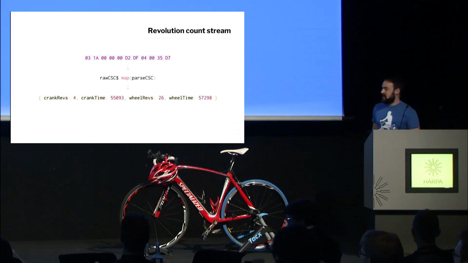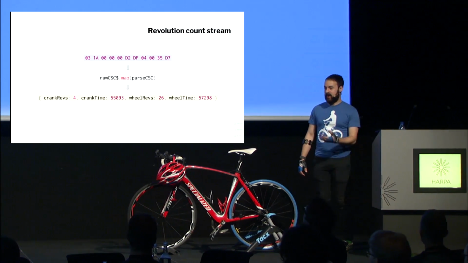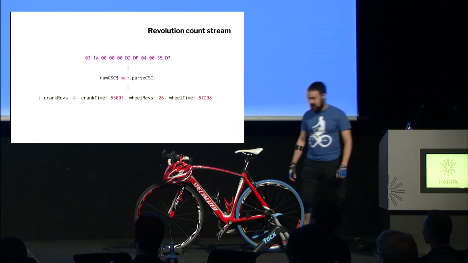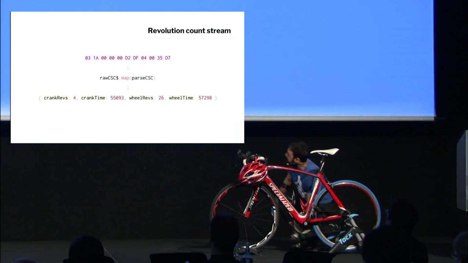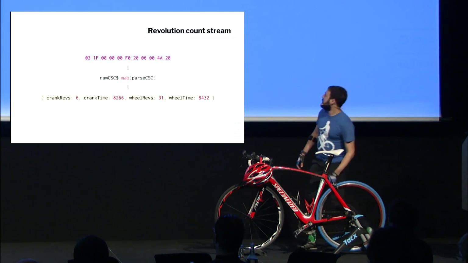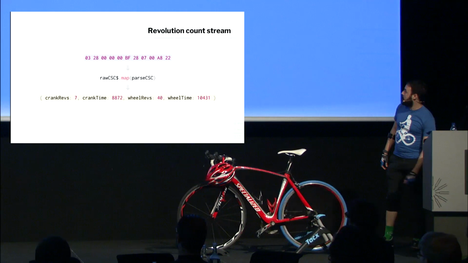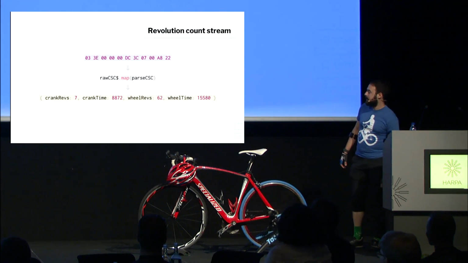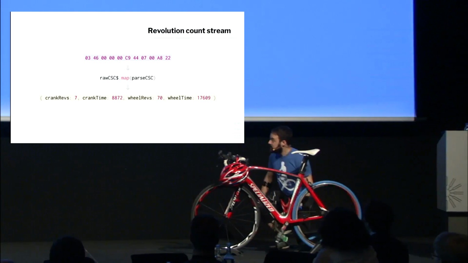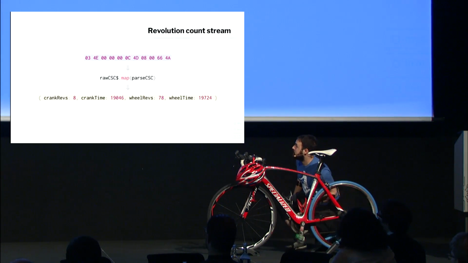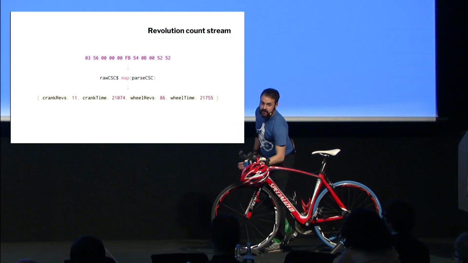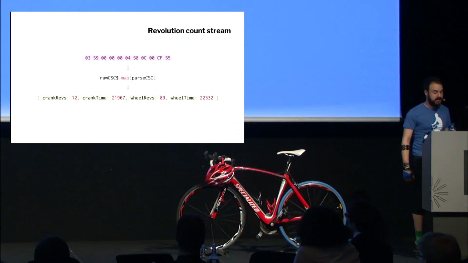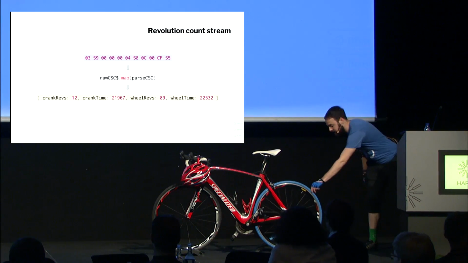I'm going to save us the trouble of writing a parser for this and jump straight to the abstract data we're getting off of the device. As you can see, if I give the wheel another turn, you're going to see indeed that the revolutions of the wheel are ticking up. And when I turn the crank, revolutions tick up as well. And we also have timestamps for those values, which we can use to calculate the speed of rotation.